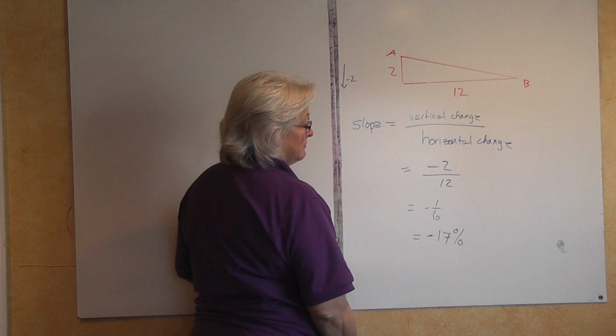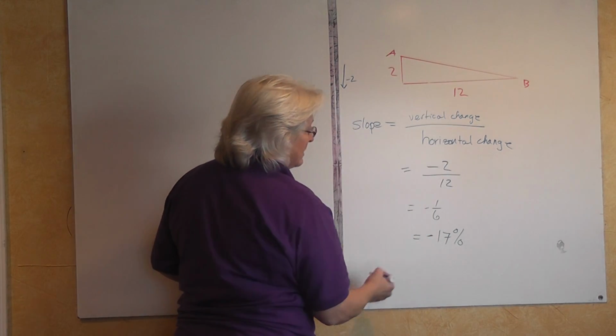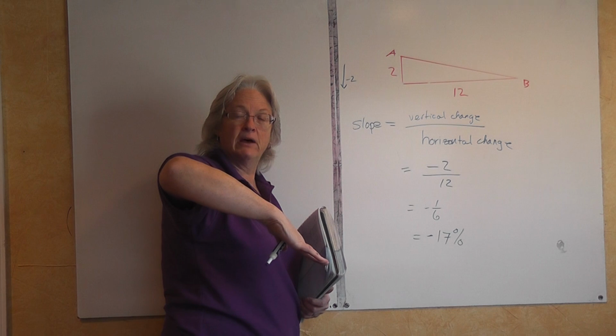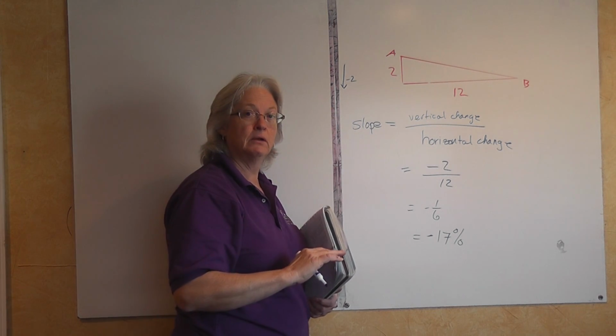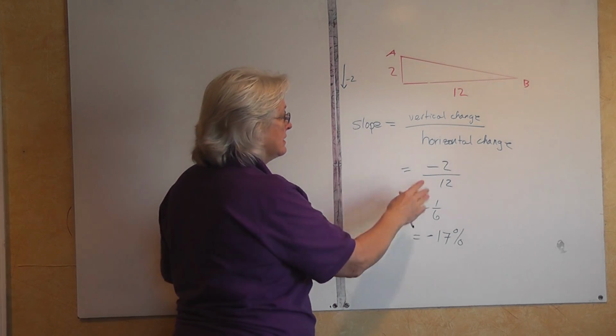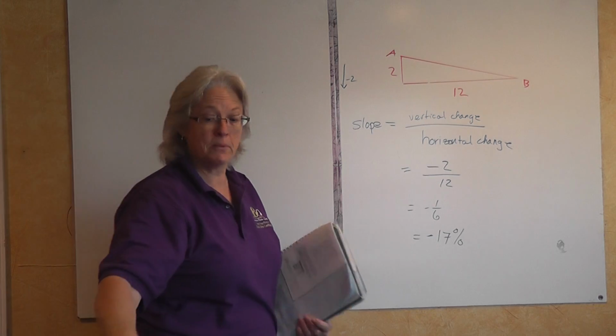The negative is important. See, we're starting high, we're going down. So a negative slope is a downgrade. A positive slope is an upgrade. Okay, if your slope is negative, you're going downhill. If your slope is positive, you're going uphill.